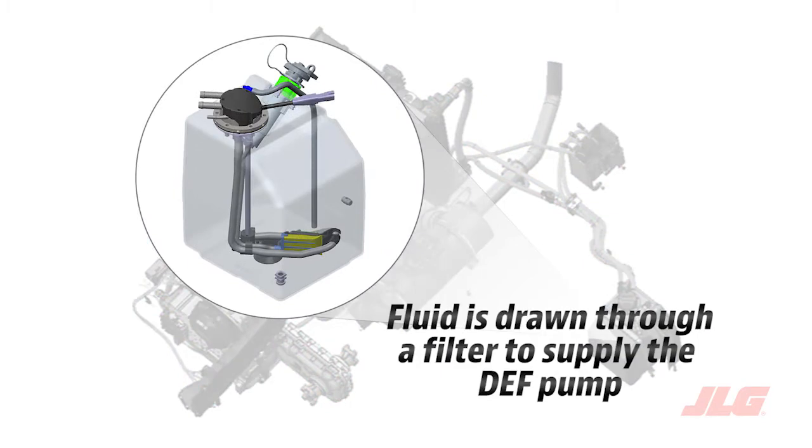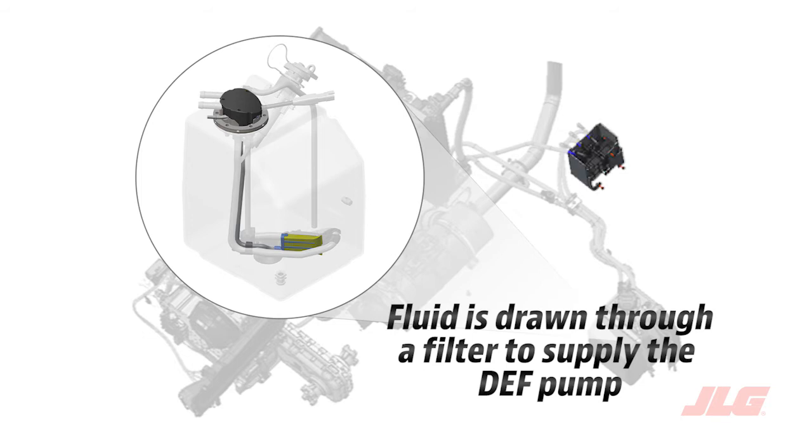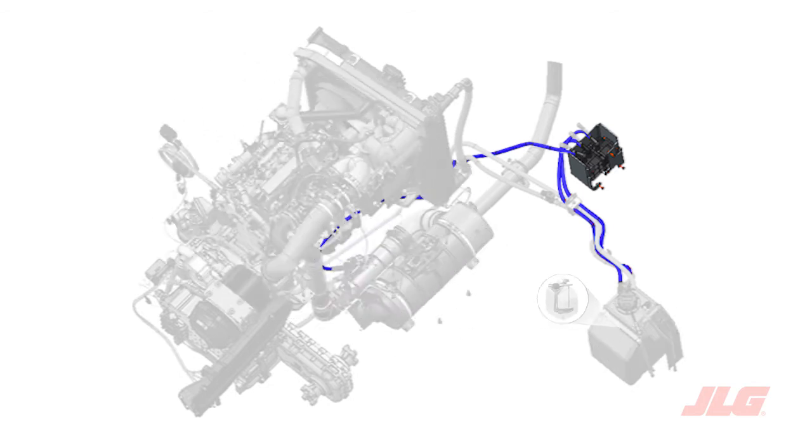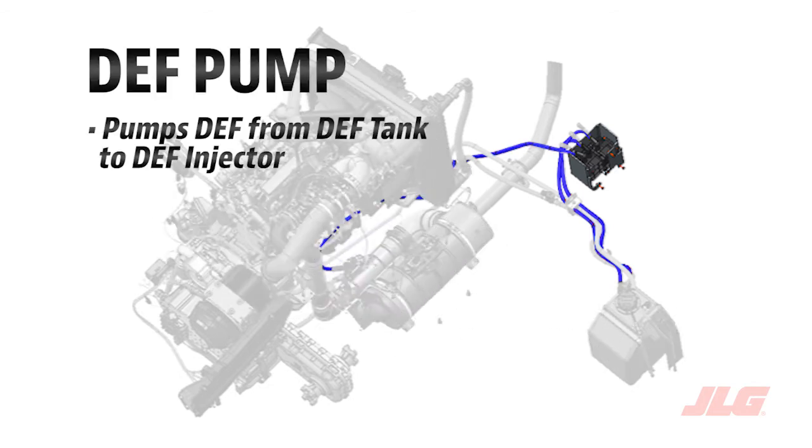The DEF header also includes a tube extending near the bottom of the tank where the fluid is drawn through a filter to supply the DEF pump. The DEF pump circulates DEF to and from the tank via insulated DEF lines. These lines are electrically heated by the engine ECM in cold conditions to prevent DEF from freezing in the lines. The DEF pump utilizes some of this circulating flow to pressurize the line feeding the DEF injector.